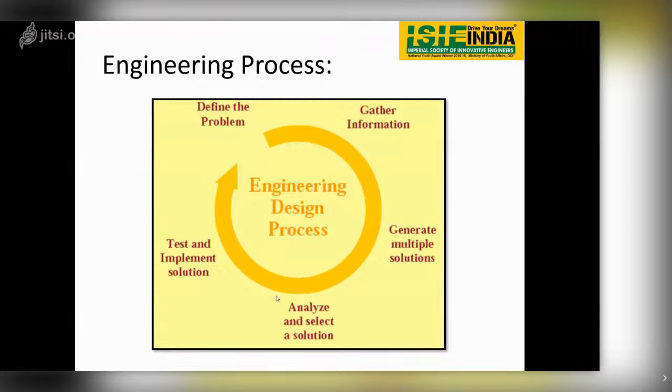Then we need to gather the information regarding it. Means what are the inputs required for it? What is its use? What are the other options for that? All these things we need to gather. And based on that, we need to generate multiple solutions, because any single problem will have multiple solutions. So we need to see all the possible ways to solve the problem. And then we need to decide which one is best among them.